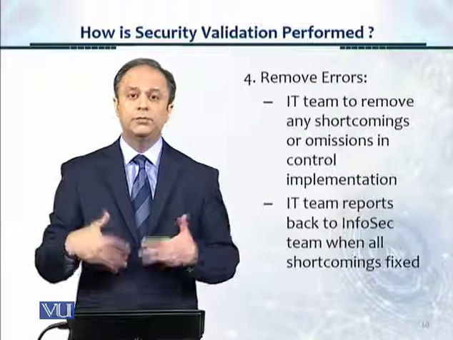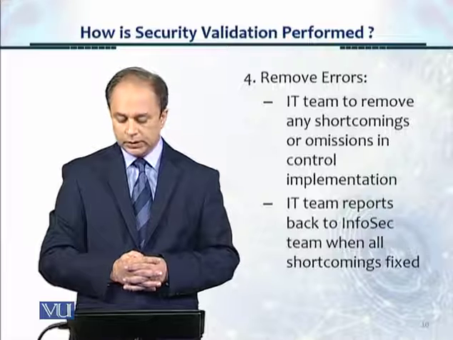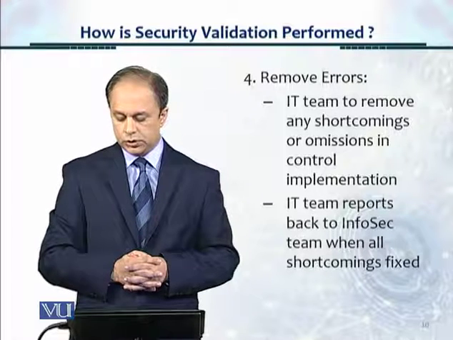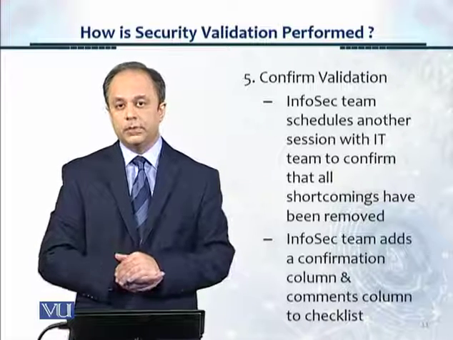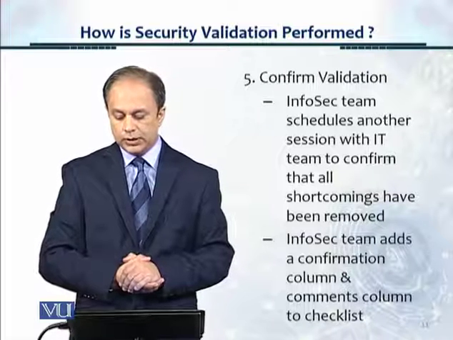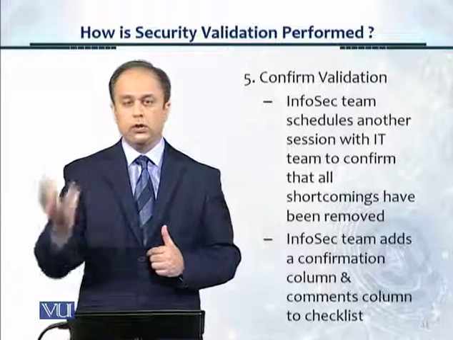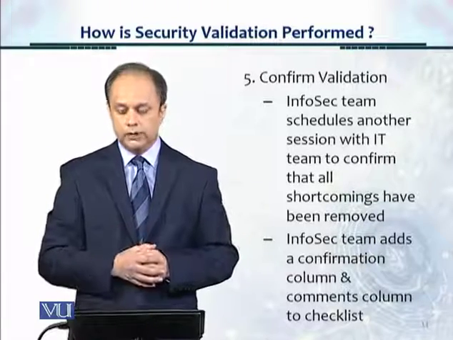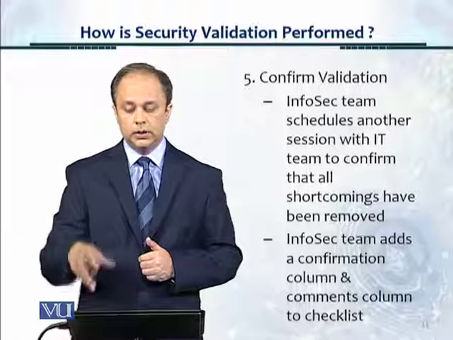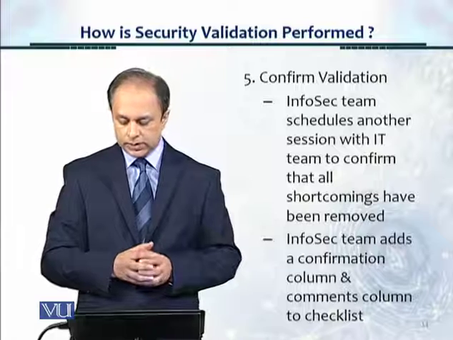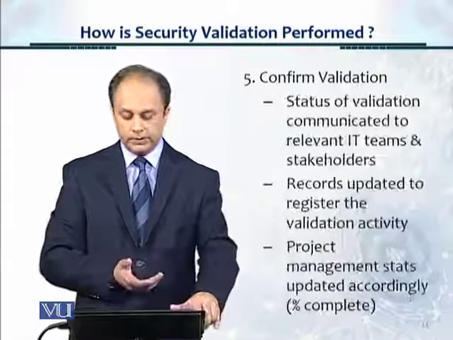And then we have to remove the errors. IT team to remove any shortcomings or omissions in the control implementation, and IT team reports back to information security team when all the shortcomings are fixed. So then it's time to confirm the validation, and the information security team schedules another session with IT team to confirm that all the shortcomings, all the snags, whatever has been missed in the checklist has all been done now. And the information security team adds a confirmation column at the end on the extreme right side, and they would mark off that all the controls have been implemented.